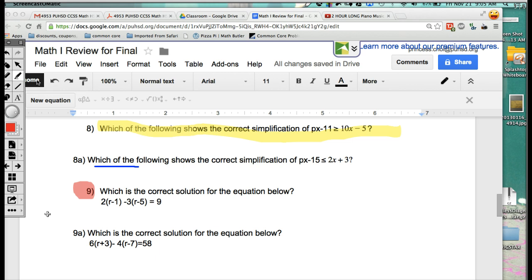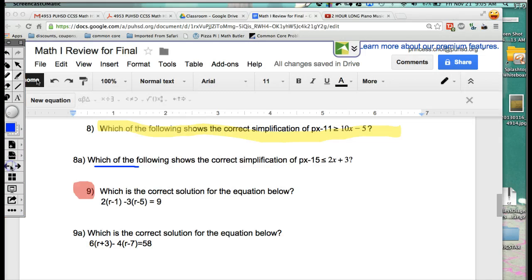Question number 9. Which is the correct solution for the equation below? And we worked on this many times at the beginning of the semester. Okay, so let's see if we can do this together. And then you're going to work on 9A. And then that's going to be it for today. And then you're going to have Happy Thanksgiving. Okay, so let me just copy this.